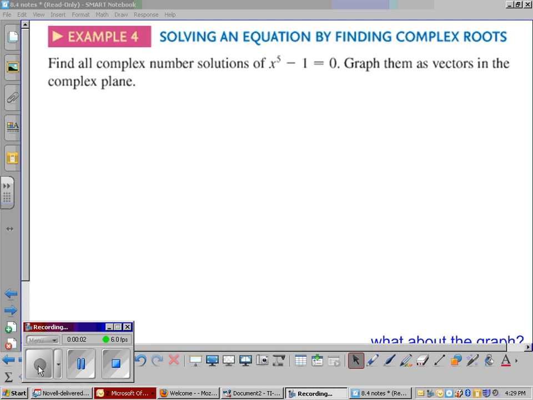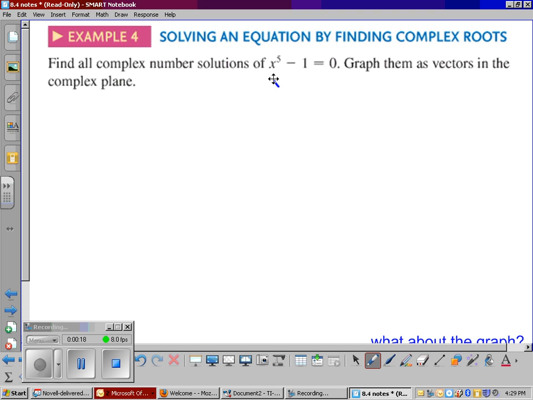Probably the hardest part about these problems is that it's not immediately obvious that you need to use trig at all. In this example, it tells us to find all the complex number solutions to x to the fifth minus 1 equals 0. And if we were solving this based on the way we've solved these problems before, we would have x to the fifth is equal to 1 by adding 1 to each side.